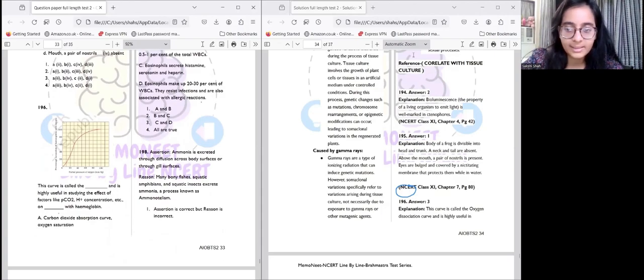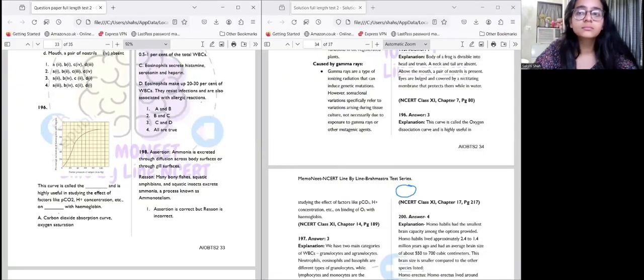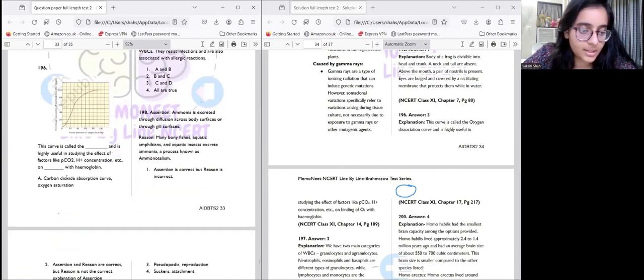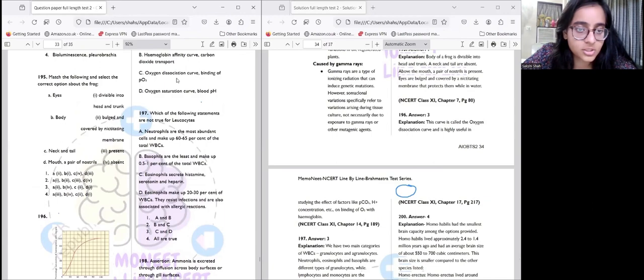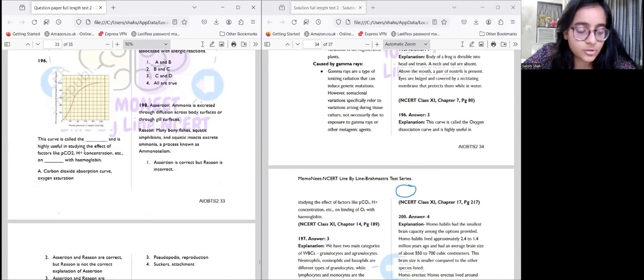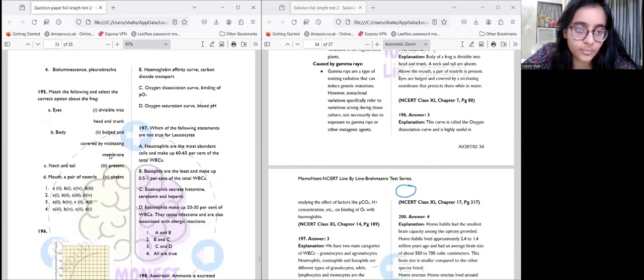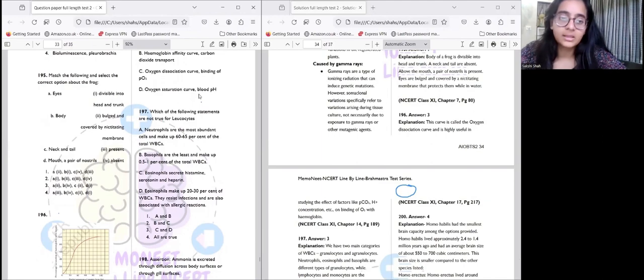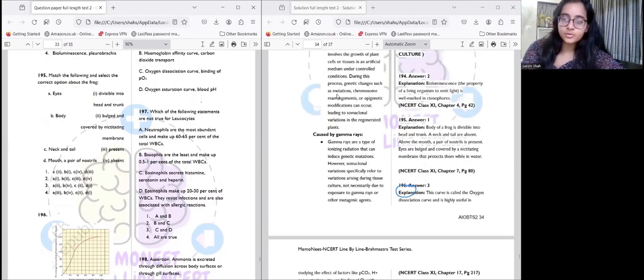Okay, now moving on to 196. The curve mentioned in this diagram is a sigmoid-shaped curve and it is known as the oxygen dissociation curve. Okay, so it's the carbon dioxide absorption curve? No, it's the oxygen dissociation curve, and is useful in studying the effect of PCO2, H plus, etc. on dash with hemoglobin. What does it do? It helps in binding of oxygen with hemoglobin. So the answer for 196 is option number 3.